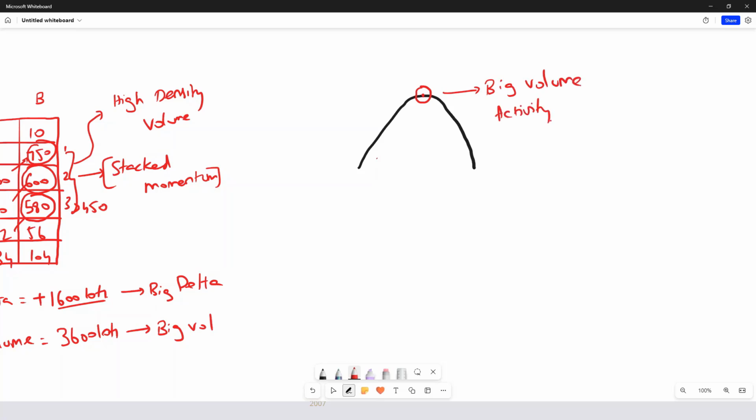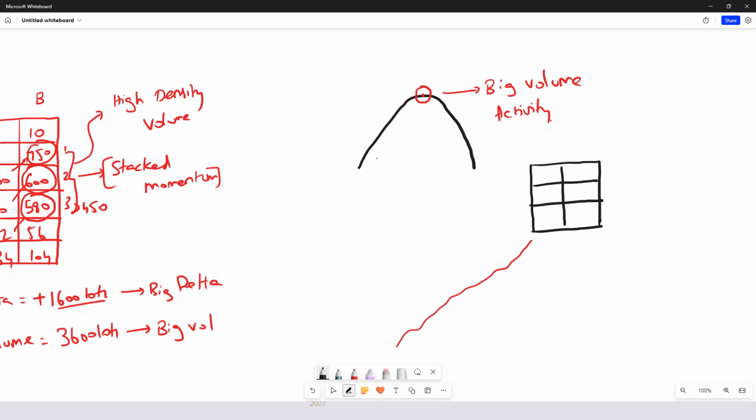At the high of the day or something like that, we'll be seeing a very big activity. For example, imagine the market keeps moving higher, and you are seeing a very big volume activity in one particular 5-minute candle. Imagine I'm having a 5-minute candle over here.